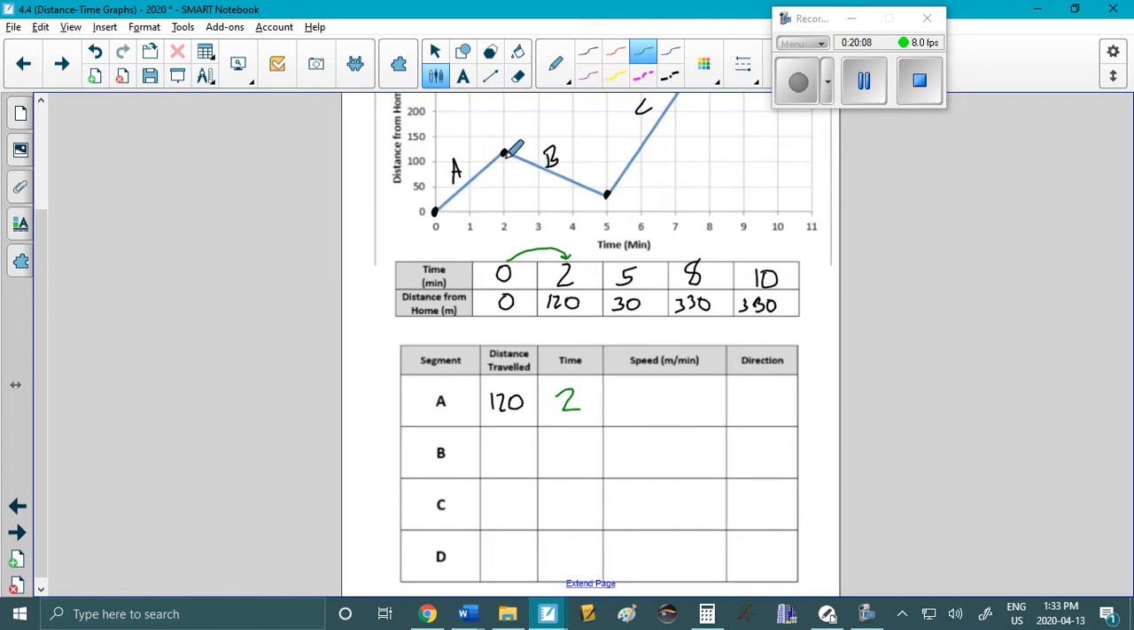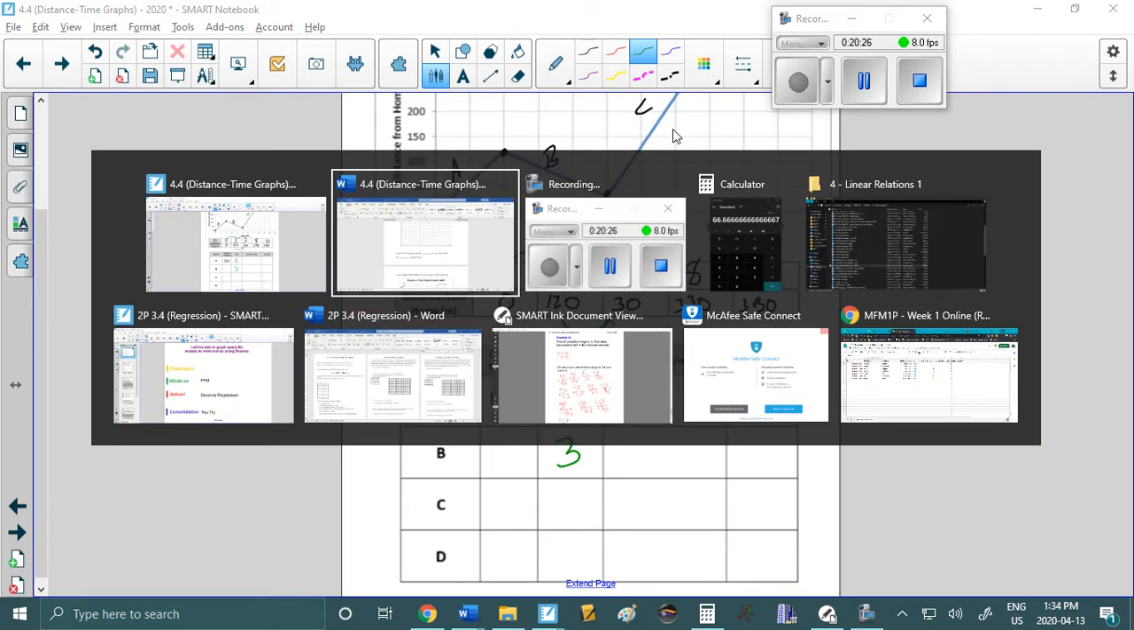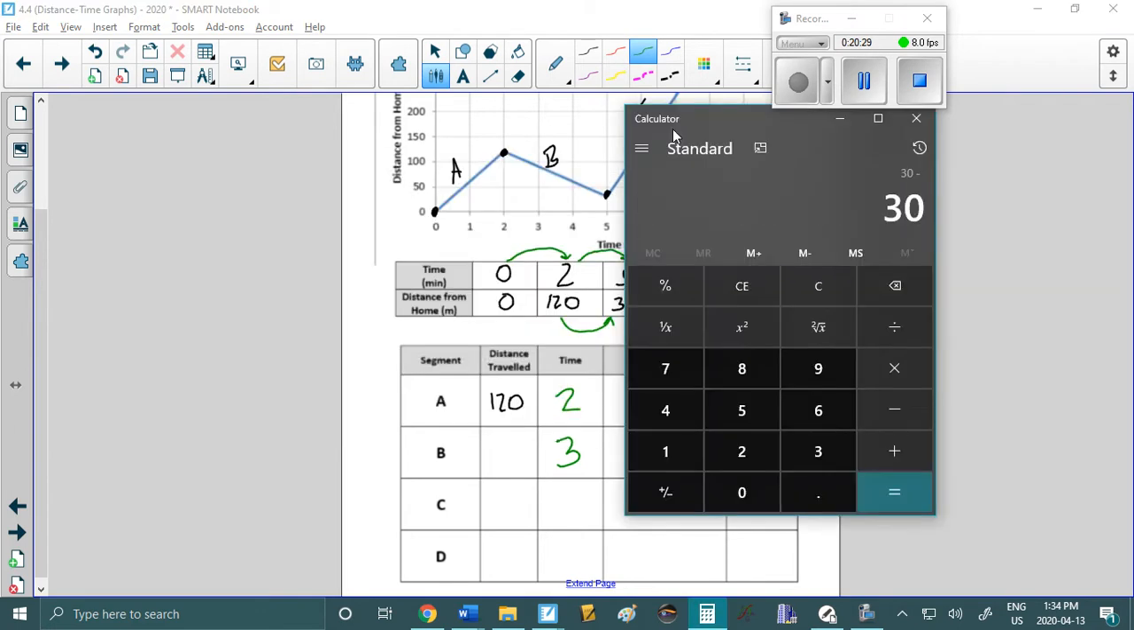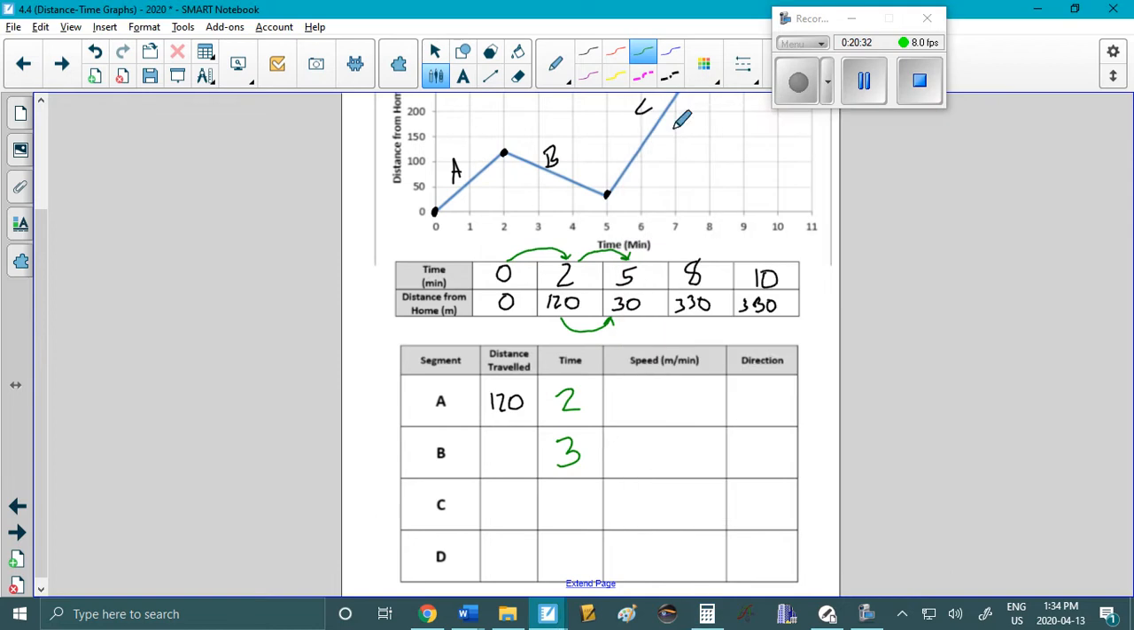Let's do section B. In section B, Susan was 2 minutes in and finished at 5 minutes. So from 2 to 5, we can do 5 minus 2 and get 3 minutes. And the distance from 120 to 30. So if we go into the calculator and we do the second number minus the first number, we're going to get negative 90. Ignore the negative for now, but think about what that negative tells you. What does the fact that this 90 was negative tell us about the direction she's going? Okay, so it tells us the negative direction, which means that this is towards home.